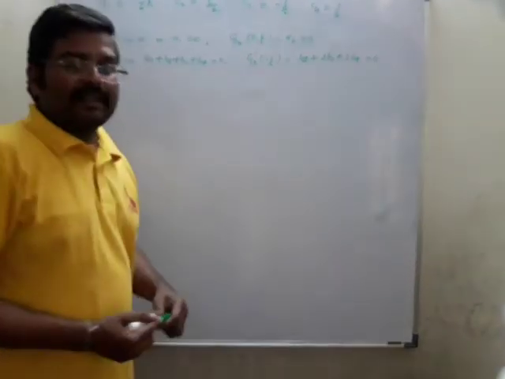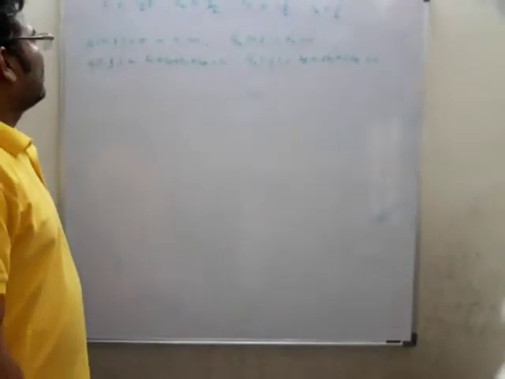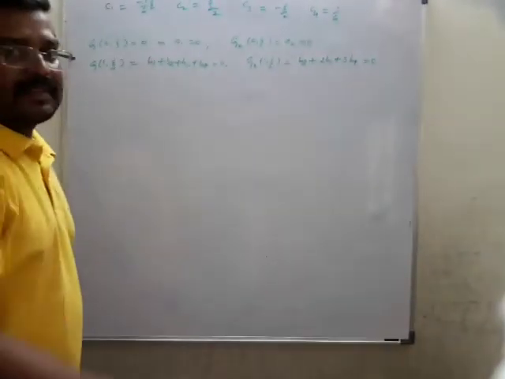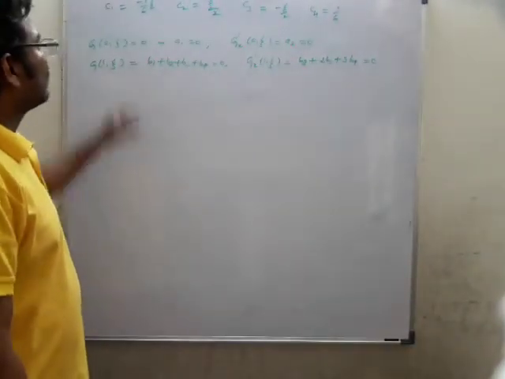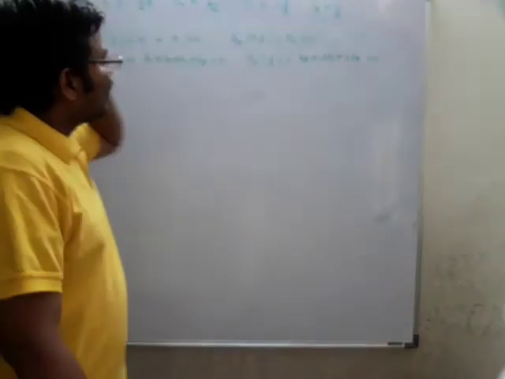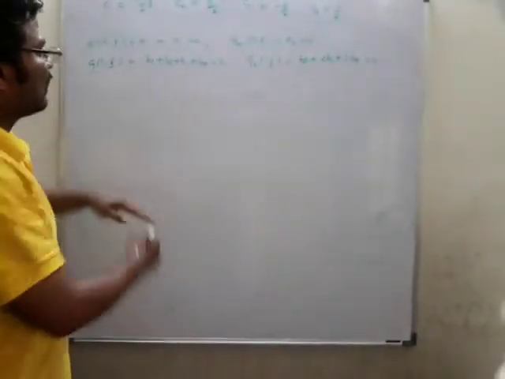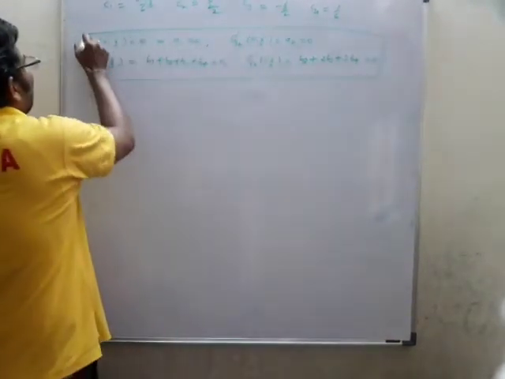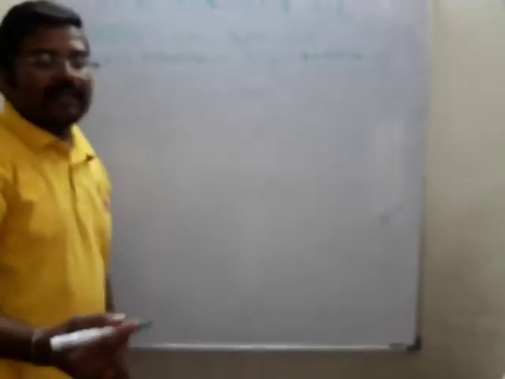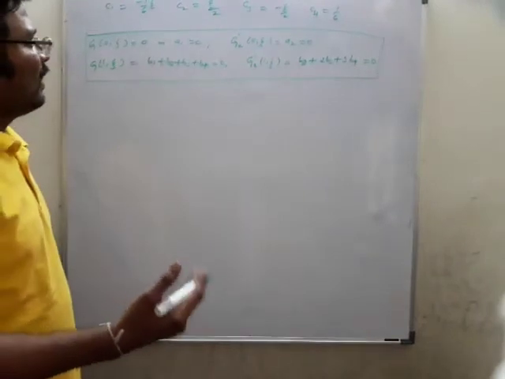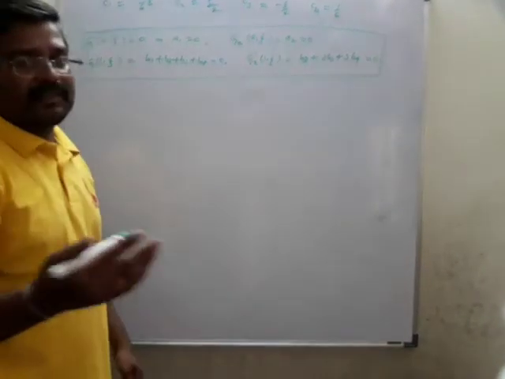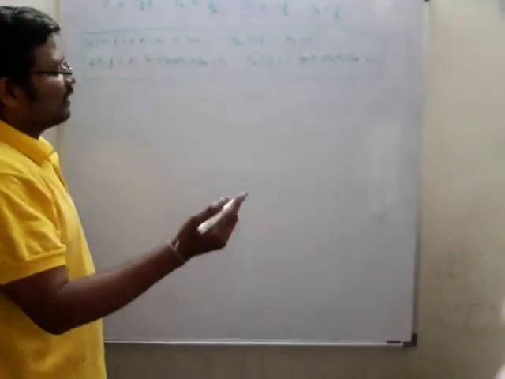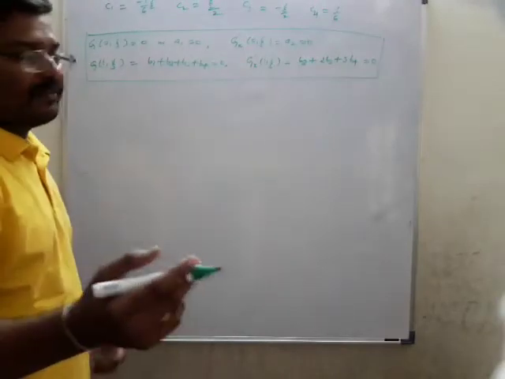So, continuation of the above problem. In the previous video we got all the values of C1, C2, C3 and C4, and these are the equations which we got from the previous class. Now we'll try to find all the values of A1, A2, A3 and A4, and also B1, B2.